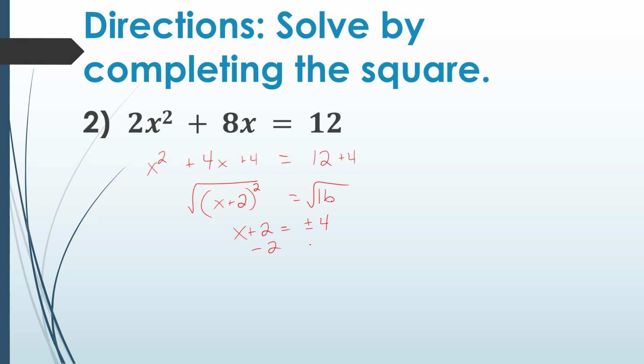And so we'll subtract 2 from both sides, and x is equal to positive 4 minus 2 or negative 4 minus 2. 4 minus 2 is 2. Negative 4 minus 2 is negative 6. So our values of x can be 2 or negative 6.